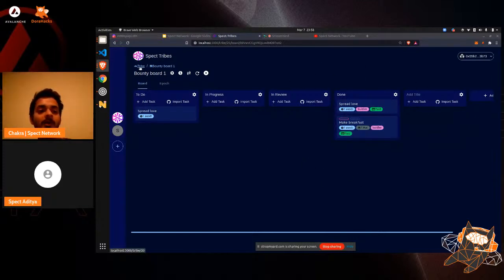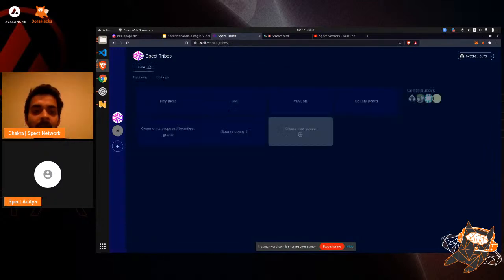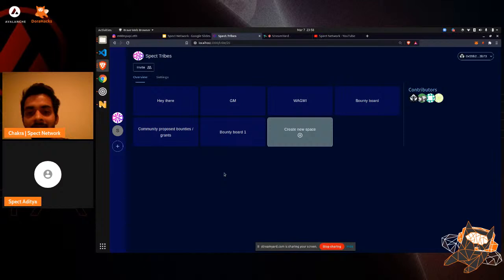Now let's go ahead and see another pretty cool use case that comes with Spect Tribes. And that is community proposed bounties and grants. So bounties is just one mechanism. As I said before, we're an aggregation tool. We're looking to find and create more ways for DAOs to fund contributors, and bounties are just one such mechanism.